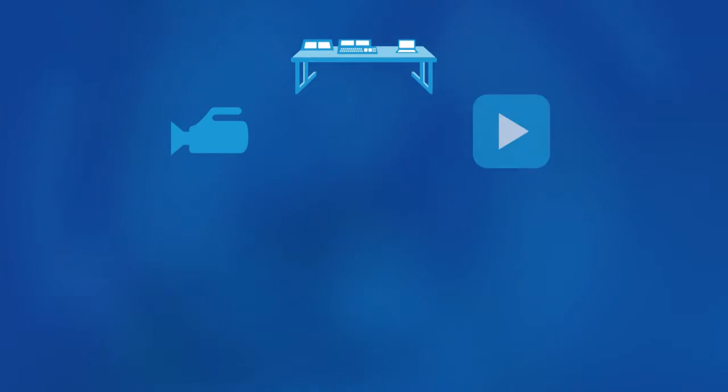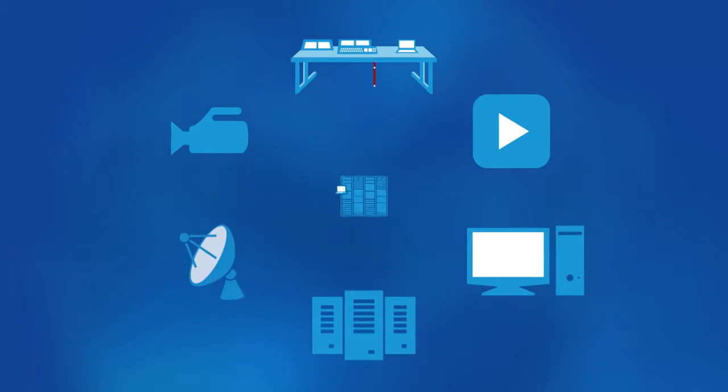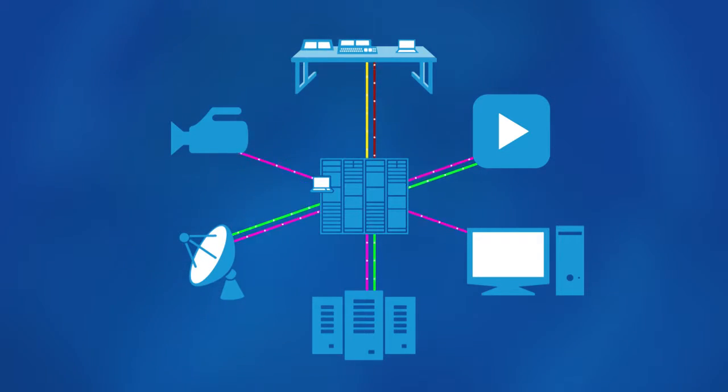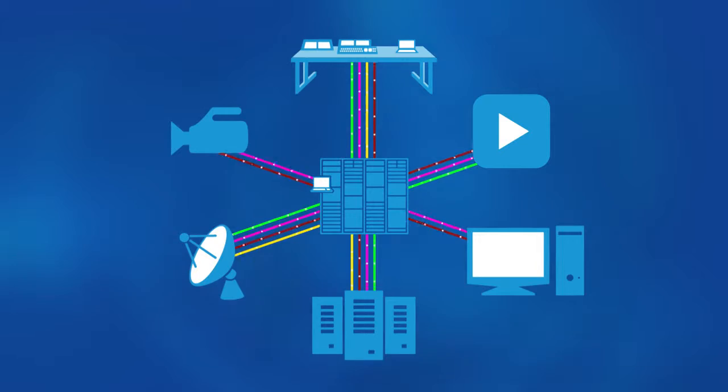Well, until now, if you wanted to share video sources throughout a facility, you'd need to route all of the audio, video, and control cabling to a central location in the building. Now, these sources would be interconnected through a patch bay or some kind of routing system, or by physically moving the equipment from room to room.